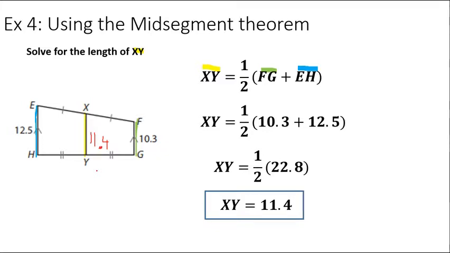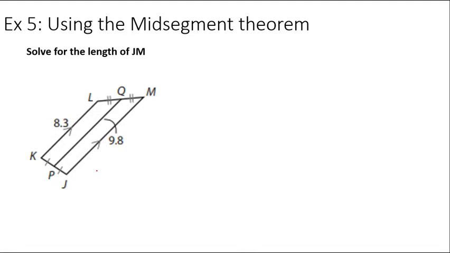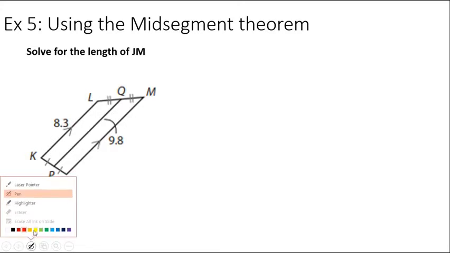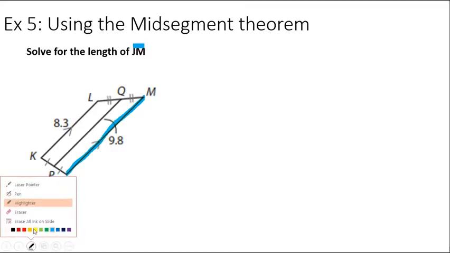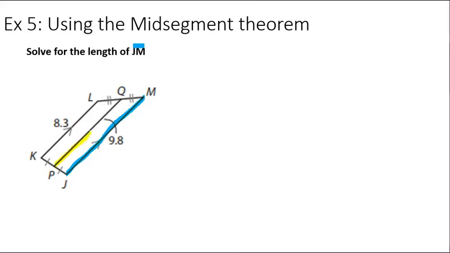All right, now example 5. Okay, so again, here we're going to solve using the midsegment theorem, but this time they want us to solve for the length of JM. So if you look at the trapezoid they give us here, JM is actually this segment right here. And the values they give us are PQ, which is 9.8, and then they give us KL, which is 8.3.